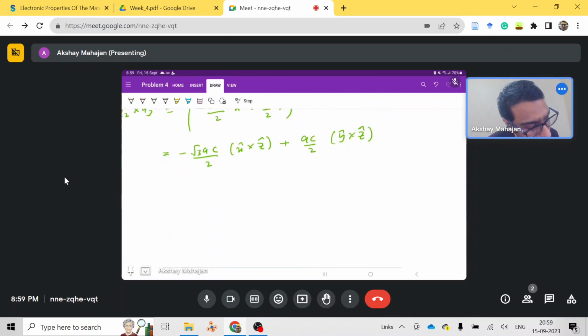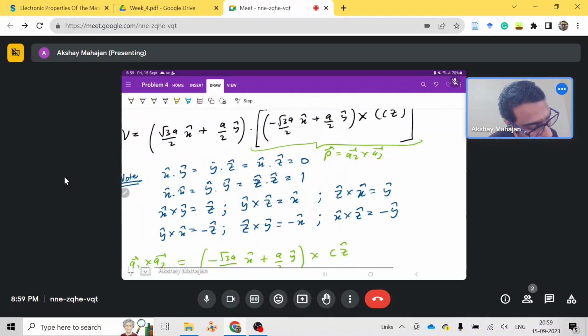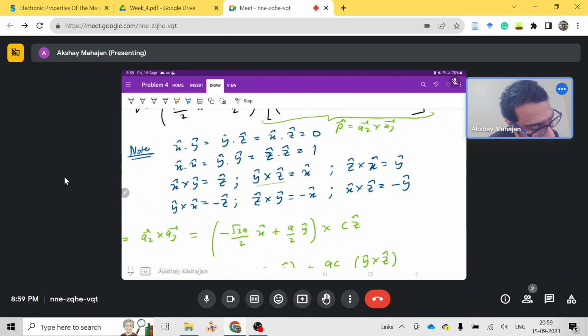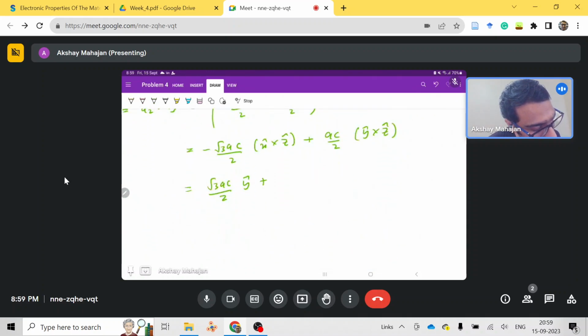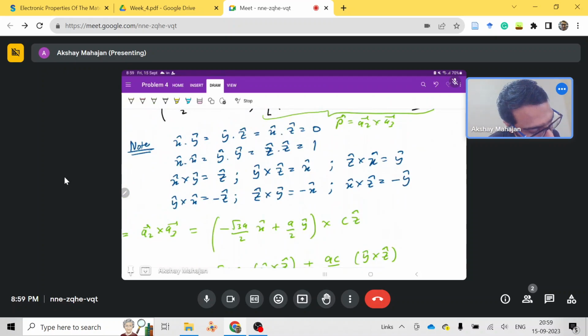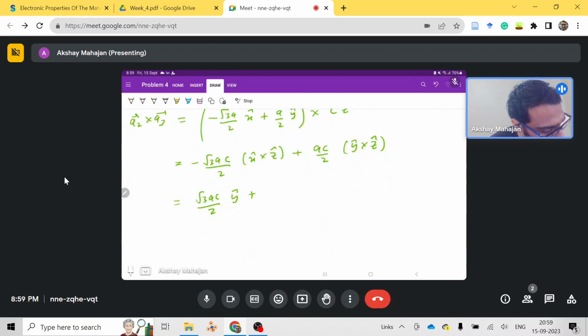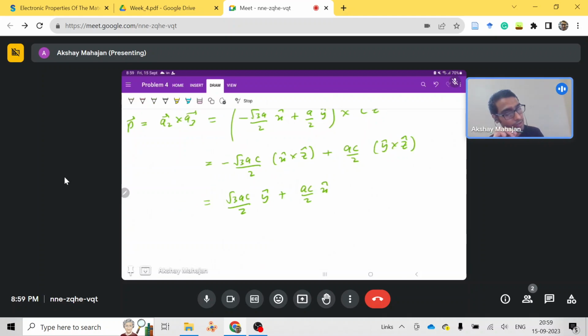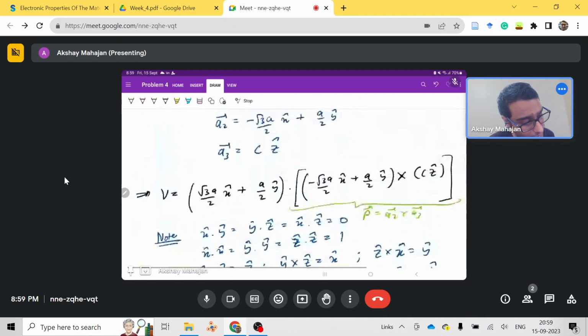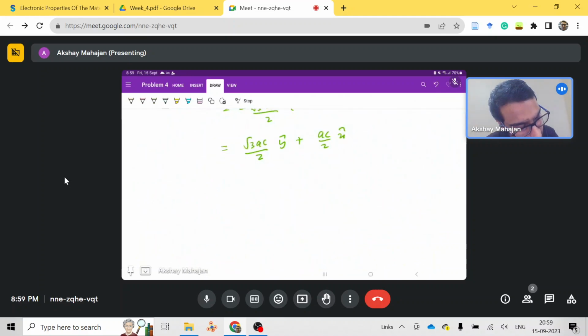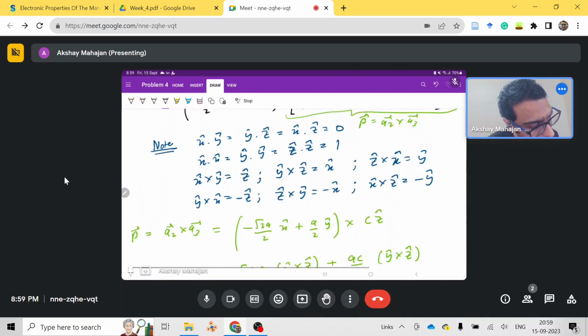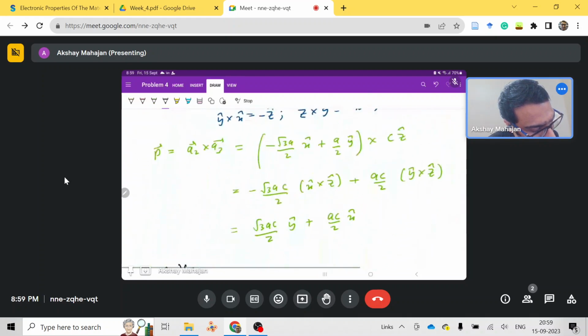Alright, and now from the above table we know x cap cross z cap will be a minus y cap. So we get root 3 AC by 2 y cap, minus minus we get plus, and y cap cross z cap is x cap, so we will have AC by 2 x cap. So this is our E2 cross E3 vector. So using this, what we can get is our V will be equal to our E1 vector, which is root 3 A by 2 x cap.